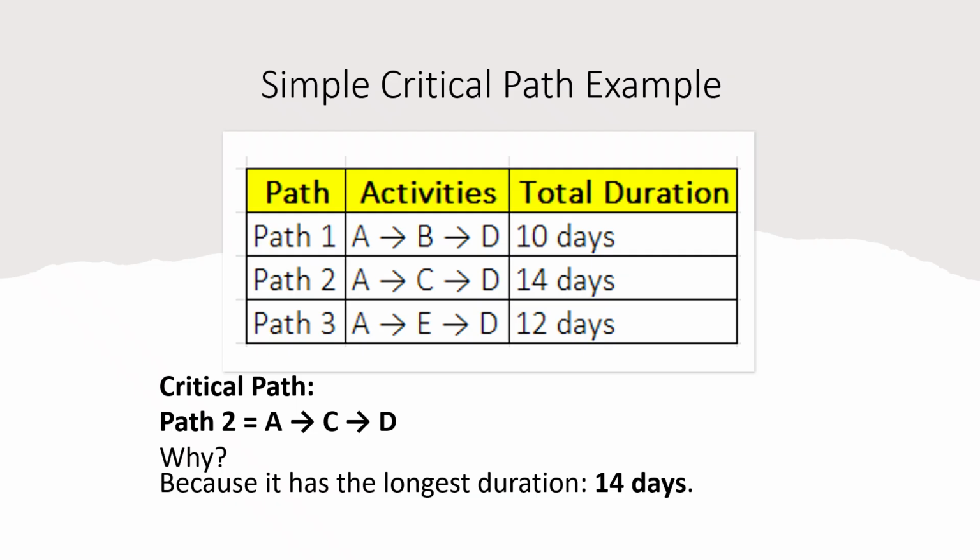The critical path is path 2, A to C to D. Why? Because it has the longest duration, which is 14 days. This means the project cannot be completed in less than 14 days unless the project manager reduces the durations of activities on the critical path.